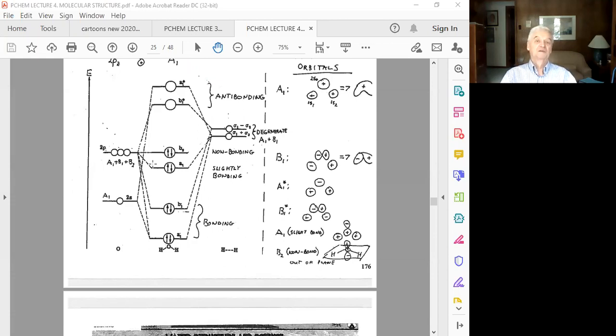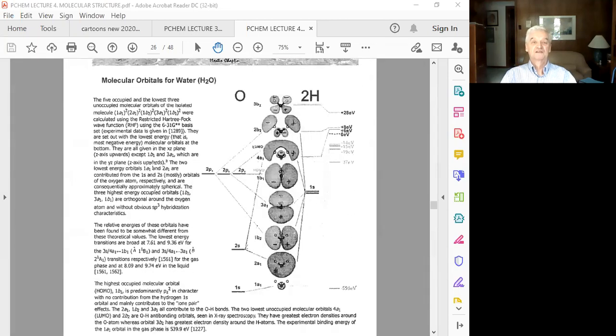But I'm just trying to give you some examples of what the nature of these are. I stuck this into your notes also. I'm not going to read this to you, but here's an attempt to draw the pictures of what these orbitals look like. I might note that the nomenclature here has the B1 and B2 reversed, and that's a result of which plane you put the water molecule into. But anyway, it's pictures of the orbitals. It shows the same kind of combinations. It also tells you what some of the energies of these orbitals are.